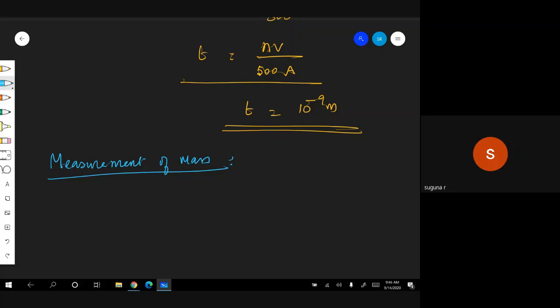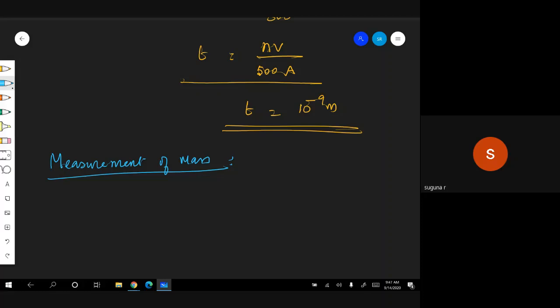But there are indirect methods. If you want to find out the mass of planets and all, you have to make use of the gravitational method. You know Newton's law of gravitation, F is equal to G m1 m2 by r squared. There is a method that you will be learning in our gravitation chapter. By indirectly using Newton's law of gravitation, you can find the approximate mass of the planets.